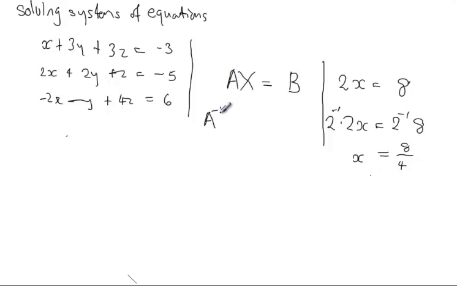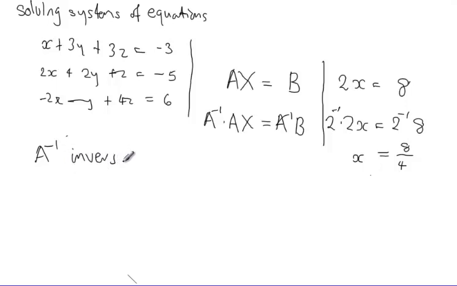Now, following exactly this kind of analysis, we can think of a matrix which we are going to denote this way, A to the power minus 1, multiplying A multiplying X, and then multiplying this side by the same A to the power minus 1 B. And this matrix, for your information, we call the inverse of A.